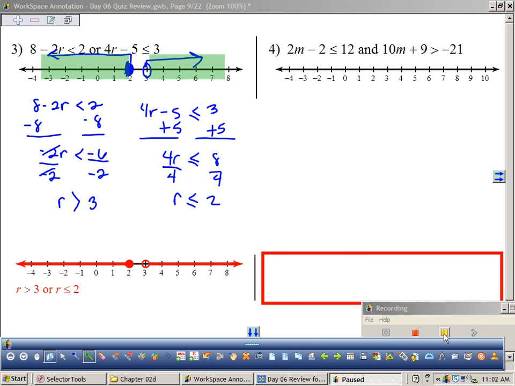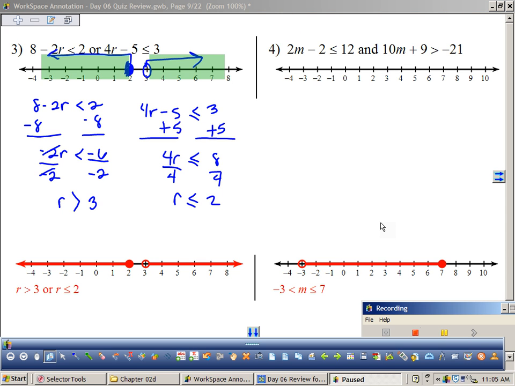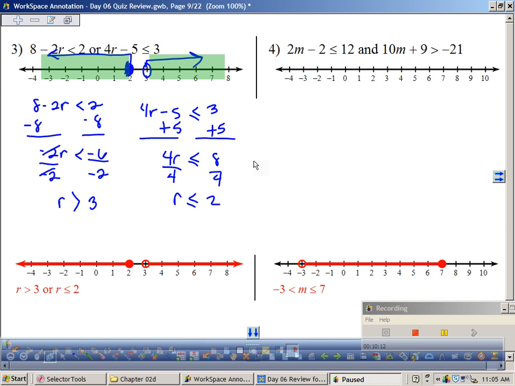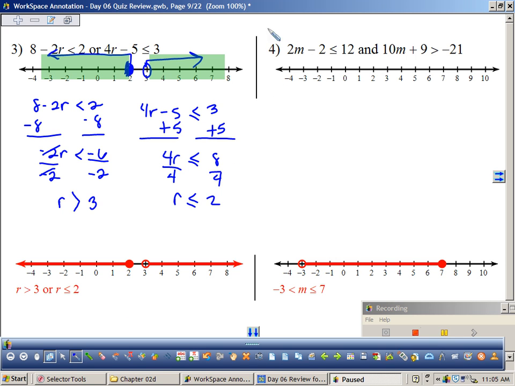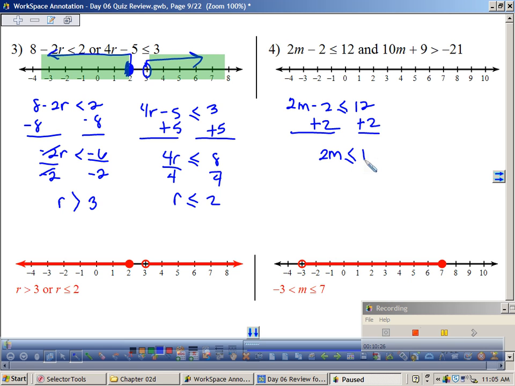Okay, do number 4. Okay, so your solution should look like this. Correct? Alright, so in order to do that, I need the talking to stop. So I have 2m minus 2 is less than or equal to 12. I need to add 2 to both sides. Then I have 2m is less than or equal to 14. Divide by 2, divide by 2, m is less than or equal to 7. So that's here. Less than or equal to means fill it in, and it goes in this direction.